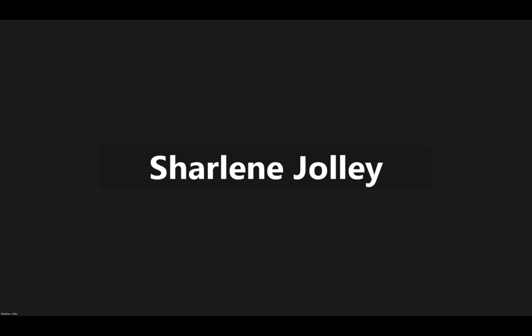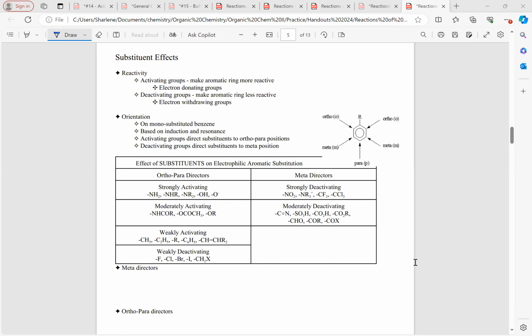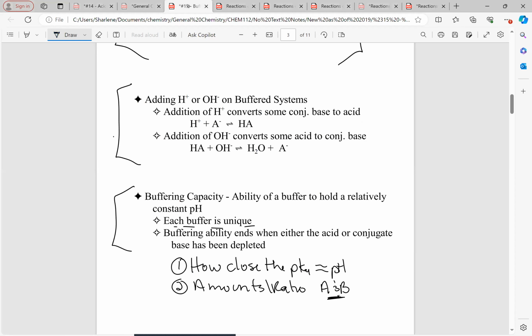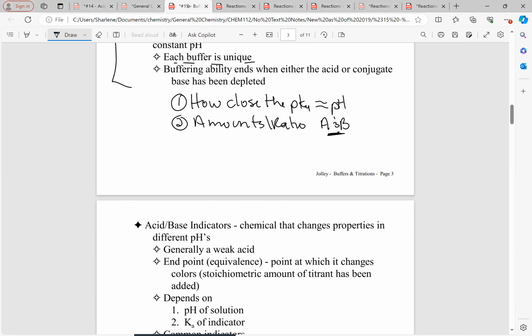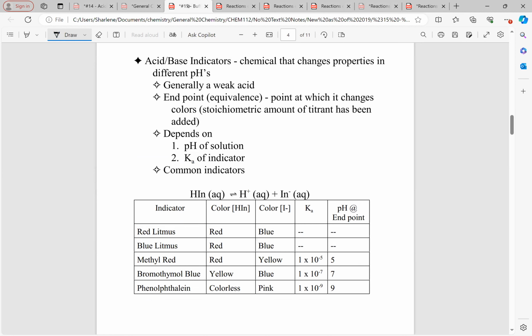All right. Well, let's see here. Okay, you don't want that one. You want this one. All right, can y'all see the acid base indicator page?